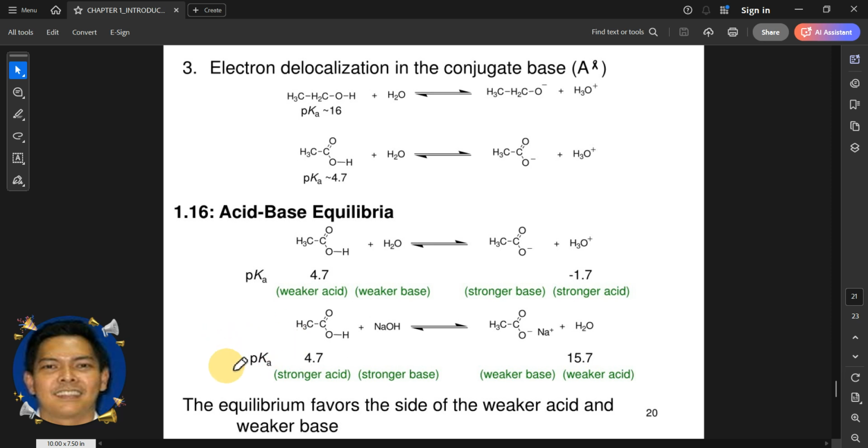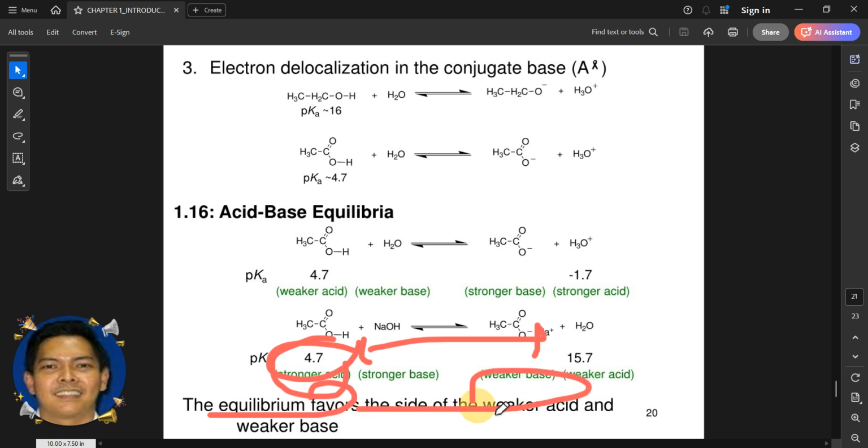The stronger acid reacts with sodium hydroxide, representing the stronger base. It will produce a reversible reaction, producing a weaker base and also a weaker acid. The weaker acid is water. You can see the pKa value is 15.7, drastically different from the pKa value of the starting reaction. So the equilibrium favors the side of the weaker acid and weaker base. You must remember this rule.